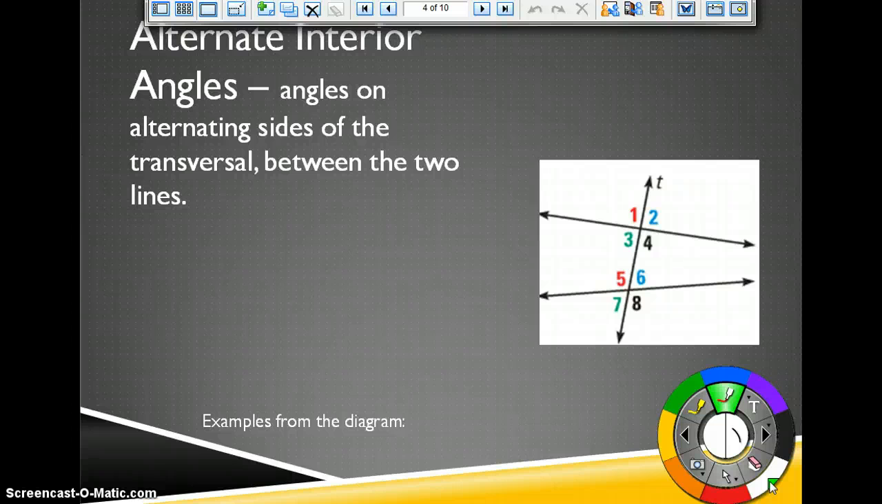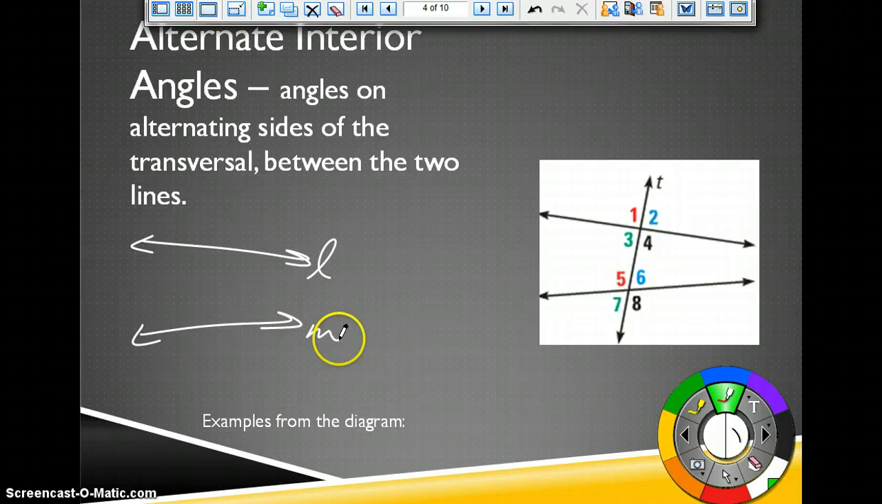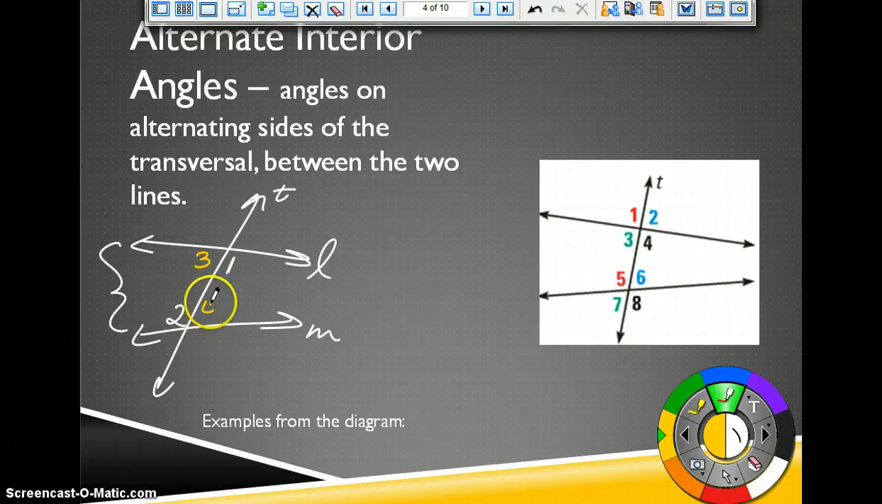So, alternate interior angles. These are angles on alternating sides of the transversal and between the lines. So if you have a line here, we'll call this L and M, cut by a transversal T. Then we're looking at inside the line, so it has to be inside this space. So maybe angle 1 and angle 2 right here. Those would be alternate interior angles. Or we can change it just slightly, and maybe angle 3 and angle 4 right there. Again, alternating sides of the transversal within the two lines.